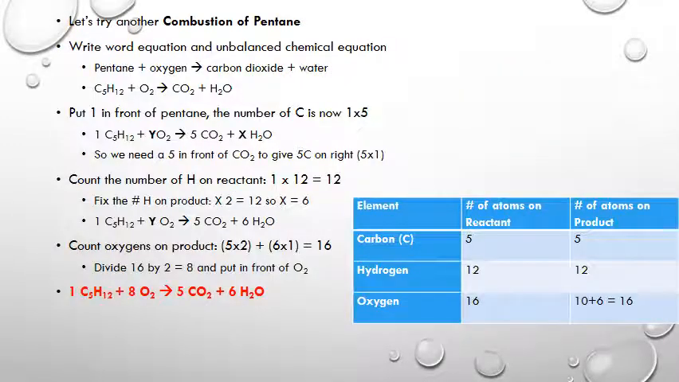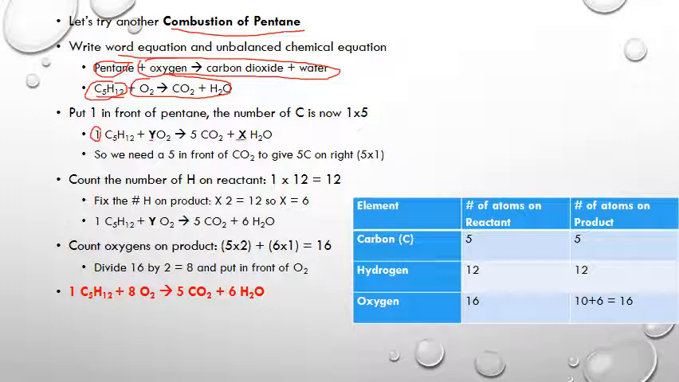Okay, so let's do another one. Let's do the combustion of pentane. So first thing we want to do is the word equation. So it's simply pentane plus our unchanging part. And then the chemical formula equation, pentane, and again our unchanging part. Okay, so what we want to do is balance this equation now, because it's not balanced. I have 5 carbons over here and 1 over here and so forth. So first thing is put a 1 in front of the pentane.